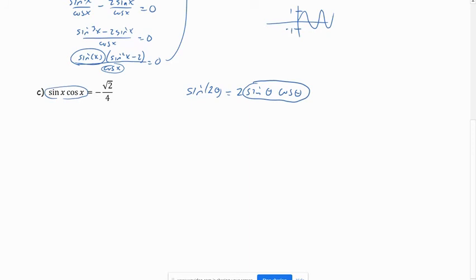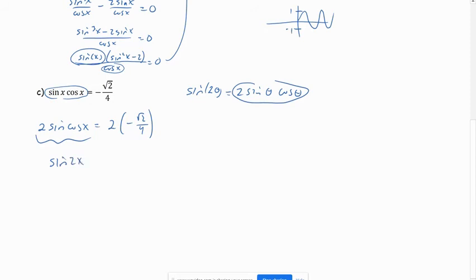One thing I might want to do here is just multiply both sides of the equation by 2. And now this matches this. So that's going to be the same as sine of 2x. And if we simplify the right side, we get negative root 2 over 2. And so we want to think of angles that have a sine of negative root 2 over 2.